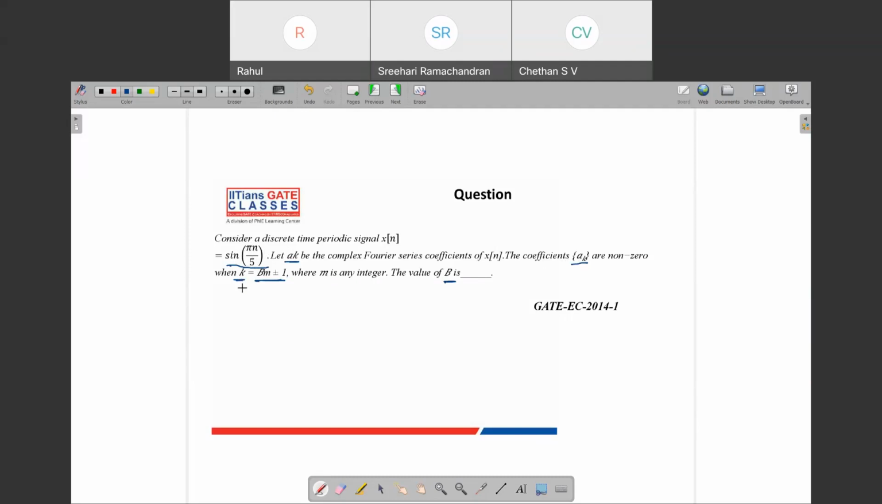Now remember from the continuous time Fourier series that whenever we are given a sinusoidal signal like cos or sine, instead of directly calculating the Fourier series, what we do is write this sinusoidal signal in terms of exponentials, and then compare it with our Fourier series formula to find the coefficients. Okay. So the same thing we will do here.